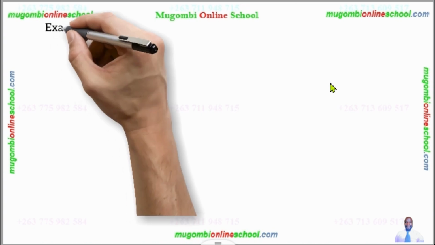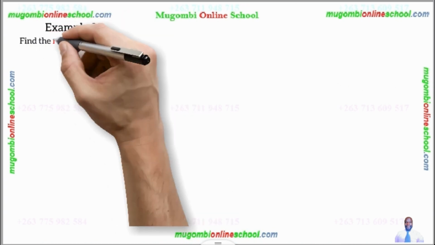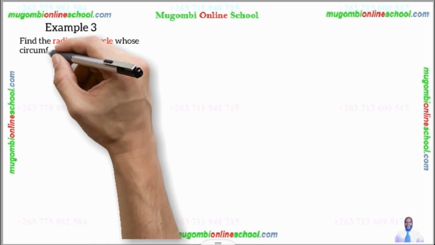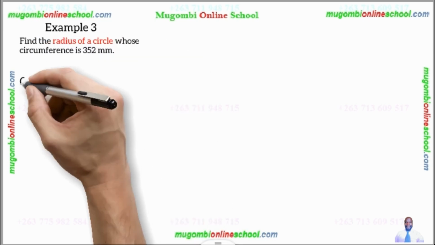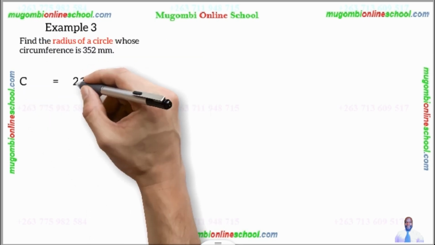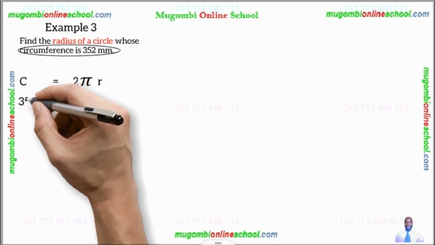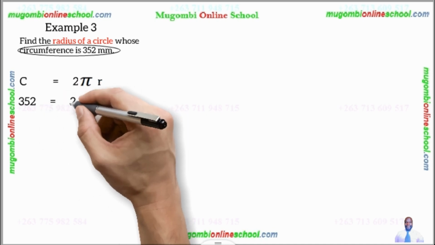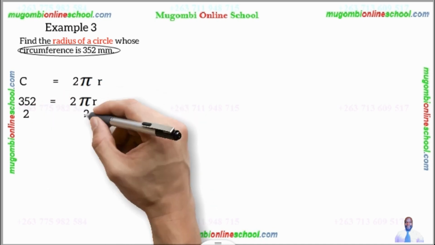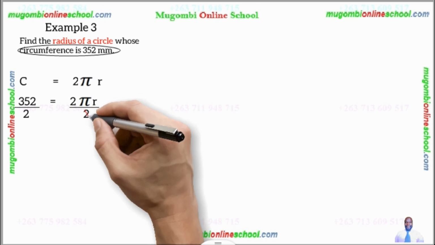Moving on to the next part of the question, example 3: find the radius of a circle whose circumference is 352 millimeters. So we are going to use the formula circumference is equal to 2 pi r. Our circumference is 352, so we substitute for the value of c. 352 is equal to 2 pi r. Then we have to divide by 2 both sides.